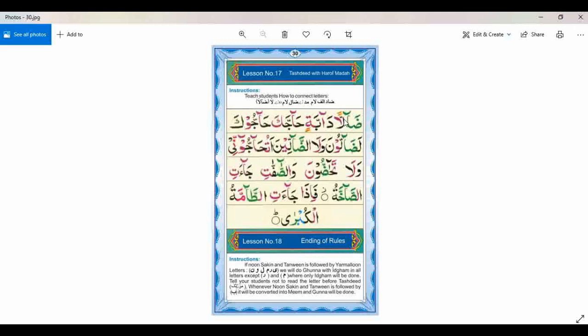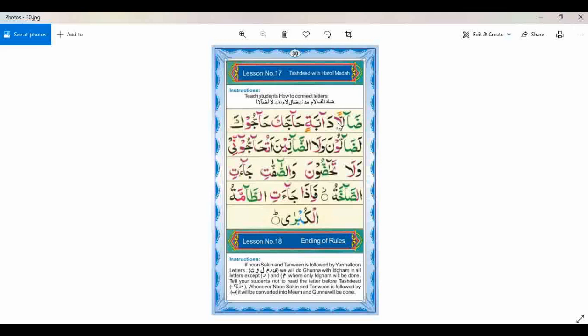I will read first, so listen carefully. I will read with the spelling, and listen to how to spell it in the lesson. First I will read the letters, then I will say the sign name. The first one is: Dad, Alif, Lam. Look, I am reading letters.